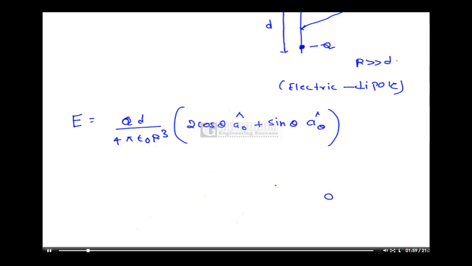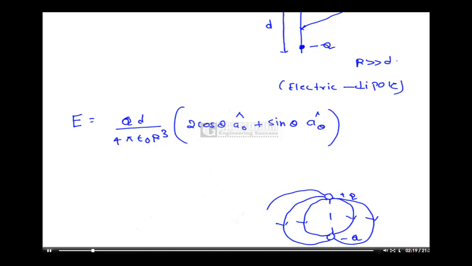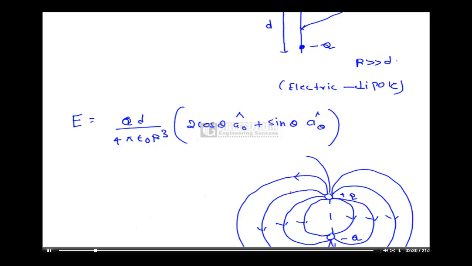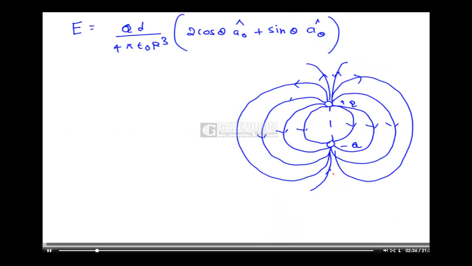Here I am assuming a spherical distribution, because this is plus Q, this is minus Q. The field intensity is like this, starting from the positive charge and ending at the negative charge. So the field distribution is like this, and it is nothing but a spherical distribution. That's why we can analyze this problem with the help of a spherical distribution. So this is the field distribution of an electric dipole.